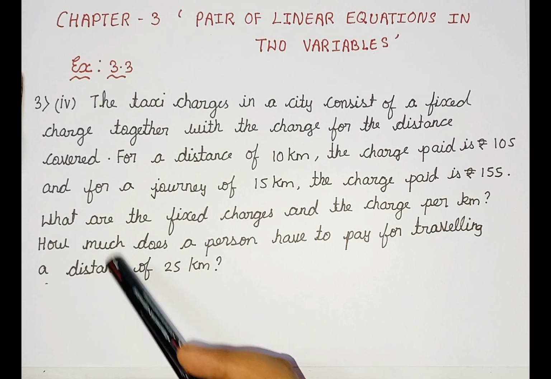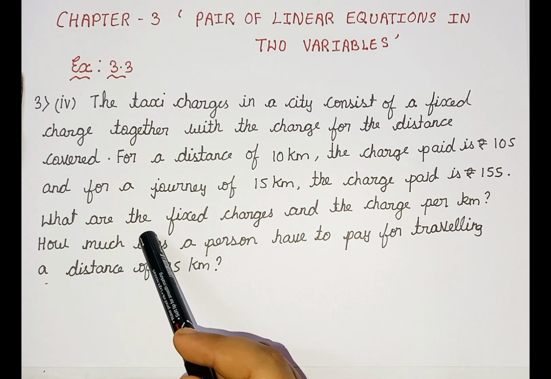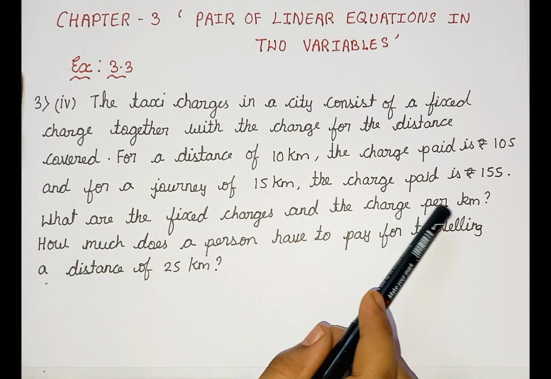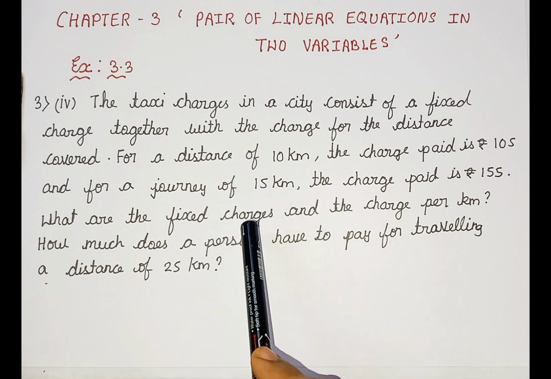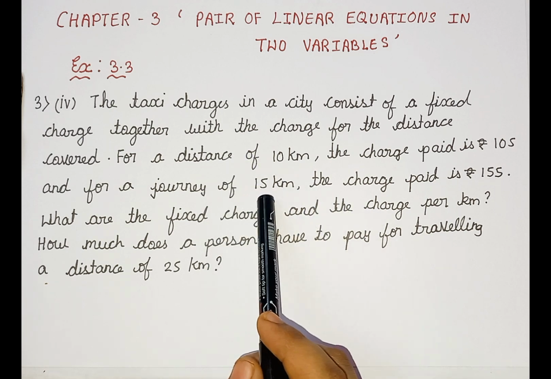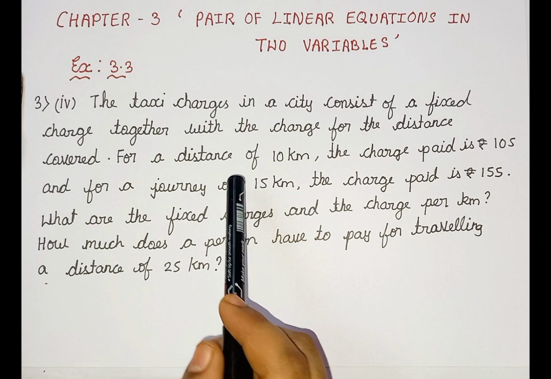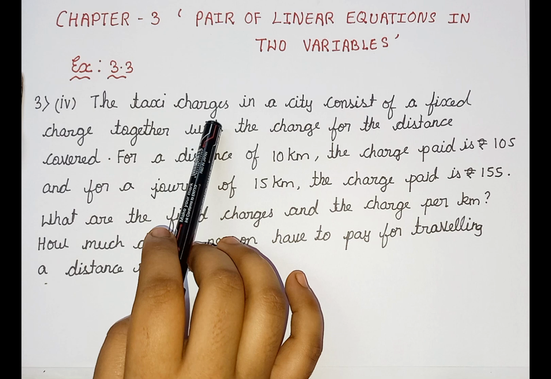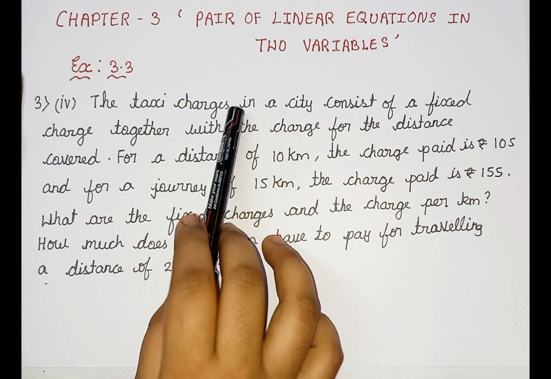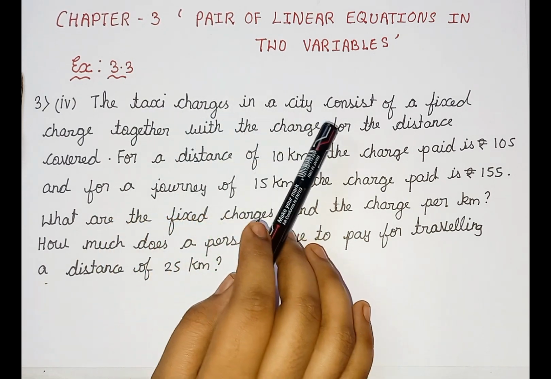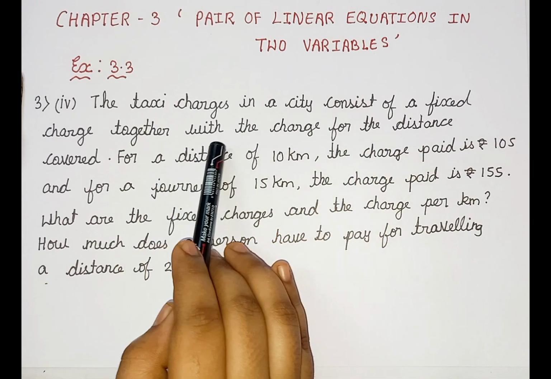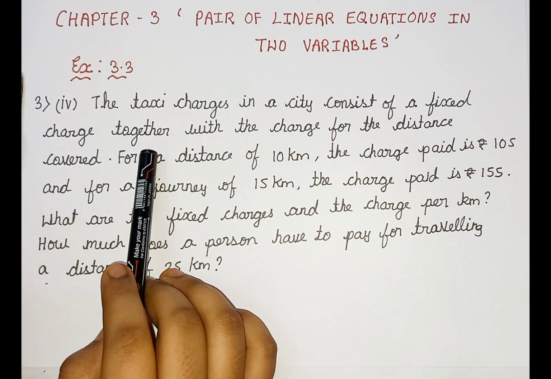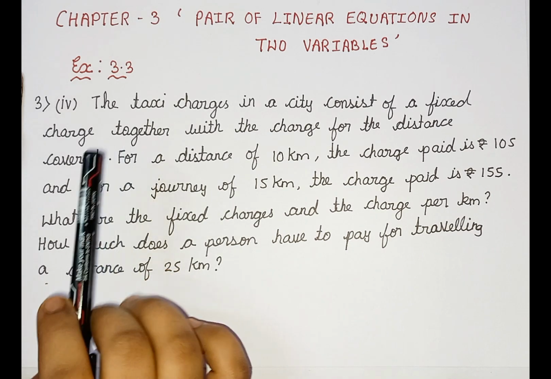So here in this question there are two sub questions, that is, what are the fixed charges and the charge per kilometer. Now let's understand the question. There is a taxi, and of course in a taxi they charge rupees. Likewise in a city the taxi charges a fixed charge and a charge for the distance. According to the distance we have to pay this much amount.